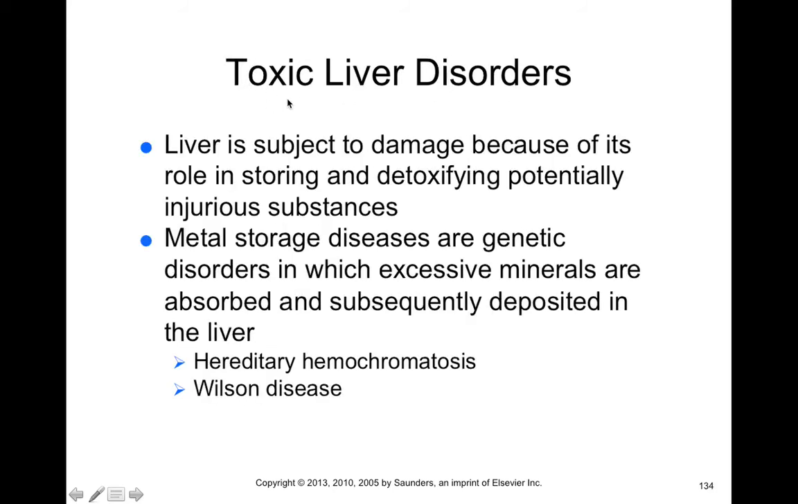Now, some toxic liver disorders are basically going to be where your liver is subject to damage because of its storing and detoxifying of injurious substances or toxins, and metal storage diseases kind of fall under this category. And so there are certain hereditary diseases where individuals can store excess amounts of things like iron or copper, and this can lead to damage to the liver. We'll talk about things like hereditary hemochromatosis and Wilson's disease.